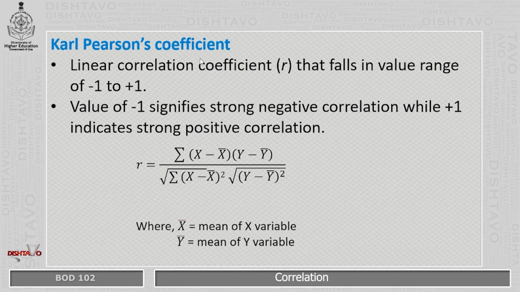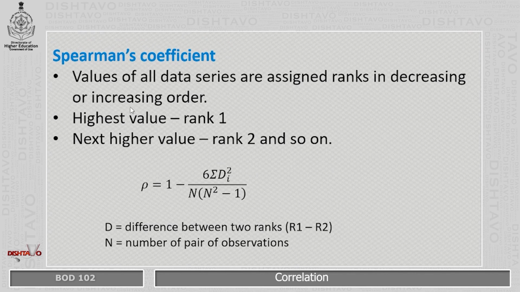Karl Pearson coefficient is the linear correlation coefficient that falls in the value range of -1 to +1. Here the value of -1 signifies strong negative correlation, while +1 indicates strong positive correlation. And this is the formula used to calculate Karl Pearson coefficient. In Spearman's coefficient, the values of all data series are assigned ranks in decreasing or increasing order. The variable which has the highest value is rank 1, the next higher value is rank 2, and so on. And this is the formula used to calculate Spearman's coefficient.